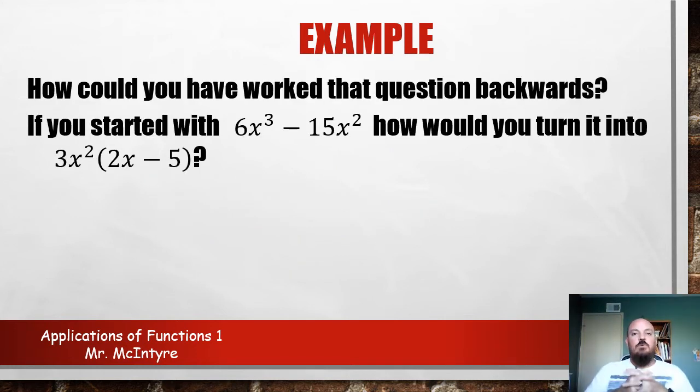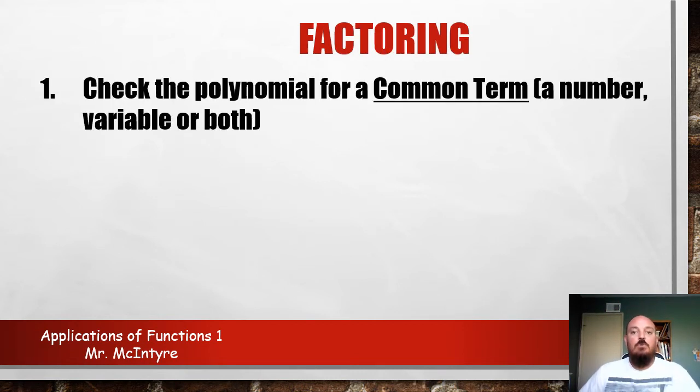So here's the question we're asking ourselves right now. If I reverse that question, if I gave you a problem where I said, here is the polynomial 6x cubed minus 15x squared, and asked you to factor it, how would we work it backwards and end up with 3x squared times 2x minus 5? Well, it has to do with recognizing common terms. Now, we know what term means. We've been talking about terms. Common means shared or the same.